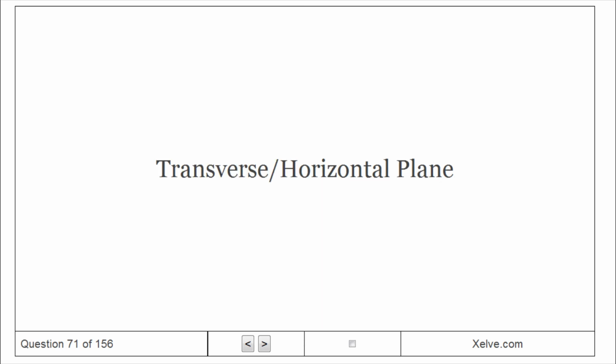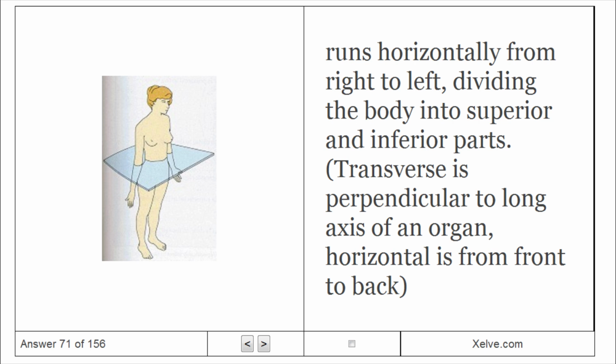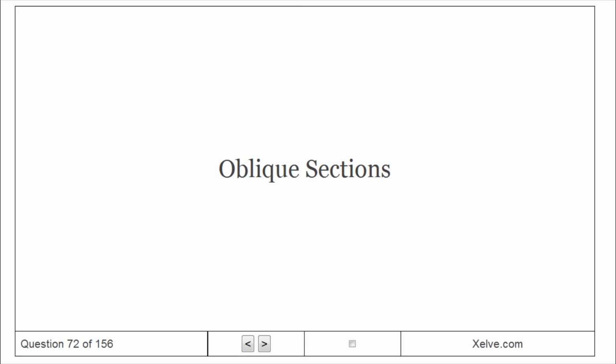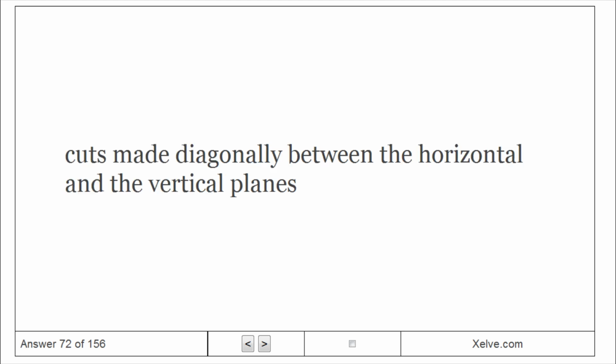Transverse, horizontal plane: runs horizontally from right to left, dividing the body into superior and inferior parts. Transverse is perpendicular to the long axis of an organ; horizontal is from front to back. Oblique sections: cuts made diagonally between the horizontal and the vertical planes.